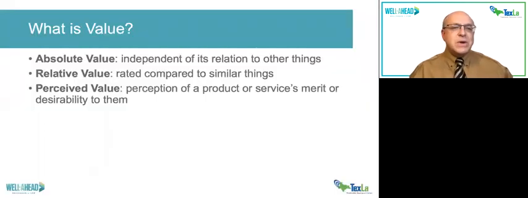So when you start looking at the definition of value, there are really 3 different angles to look at it. There's an absolute value, a relative value, and then a perceived value. So I'm going to use the Mona Lisa as an example. So if you look at the absolute value of the Mona Lisa, it's a canvas and some paint, okay? Not a whole lot of value there, but that is the absolute value of what is actually there.